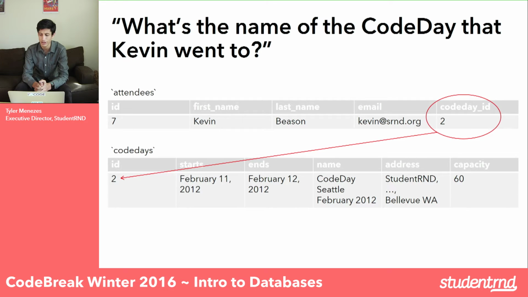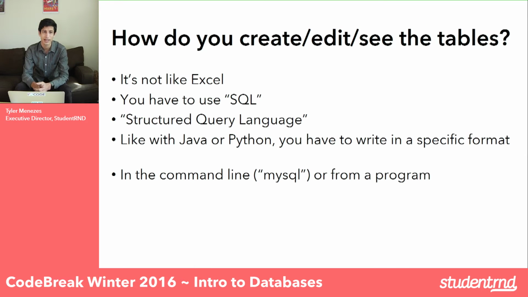So let's go ahead and start talking a little bit about the real meat and bones of how we actually get tables to exist in the real world. So it's not like Excel. Again, you could kind of use Excel as a database, but most databases are going to use something called SQL, short for Structured Query Language. And like with Java or Python, you have to write it in a specific format. It is a language. You can't just say, hey, get me this thing. It's much like programming. You have to be very specific about what it is that you want, what format you want it in, how you want to select things, those sort of things.